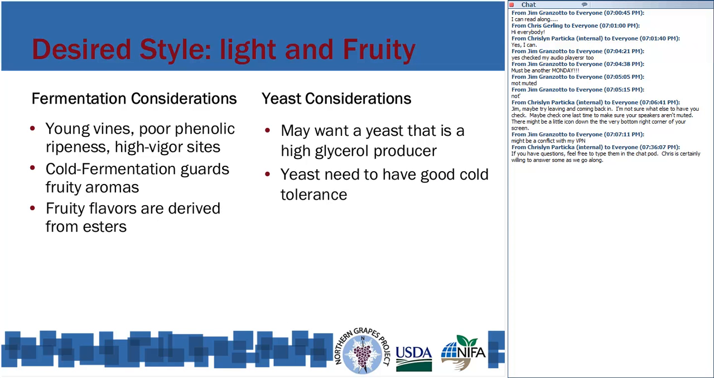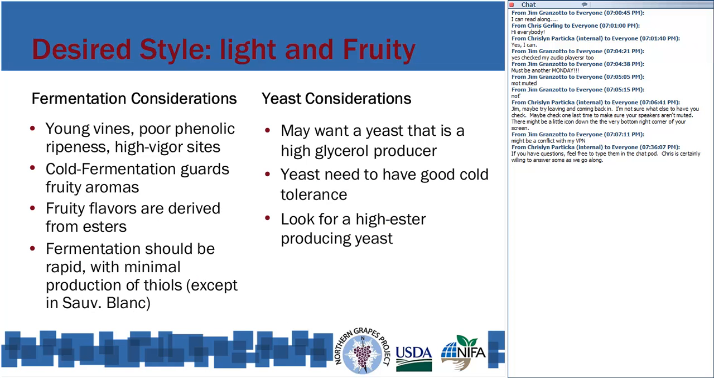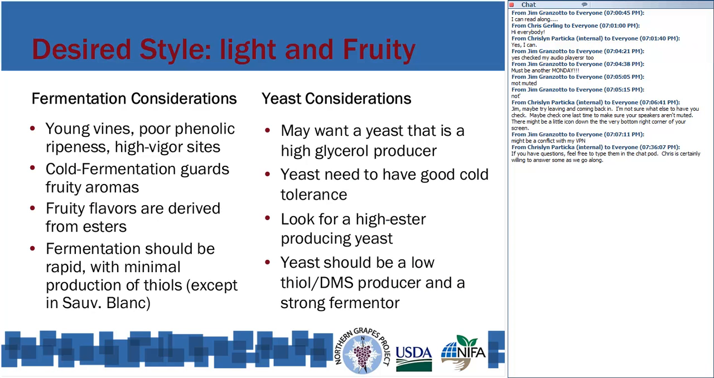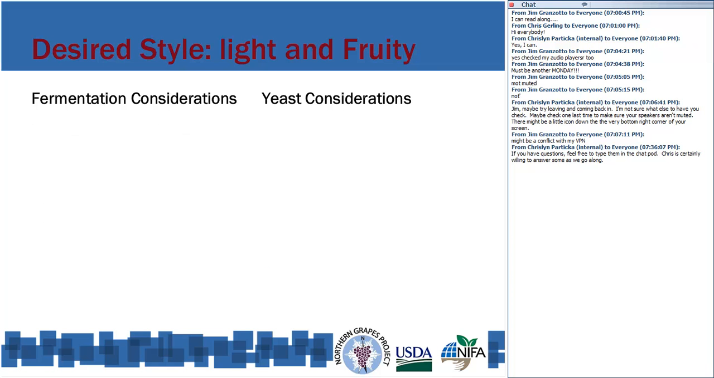And like I mentioned before, you're not going to have the aromas in your grapes, so some of the fruity flavors in your wine are going to be derived more from the esters. So at this point, you're going to look for a higher ester producing yeast. And you also want to make sure that the fermentations are finished quickly, and there's minimal production of thiols, except for Sauvignon Blanc, because some of the thiols lead to reductive aromas.